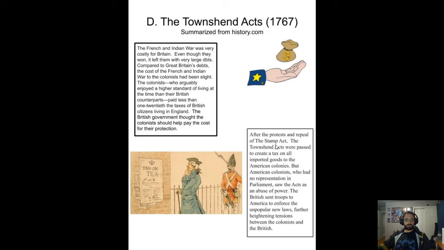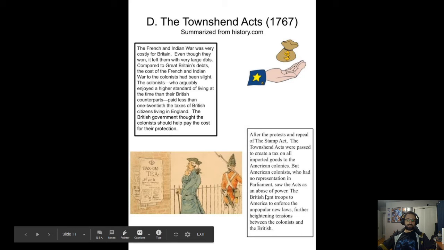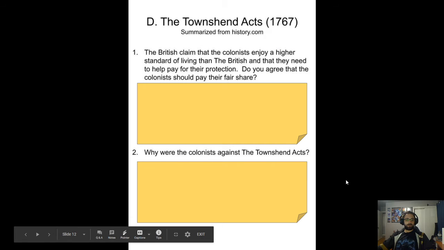After the protests and repeal of the Stamp Act, the Townshend Acts were passed to create a tax on all imported goods to the American colonies. But American colonists who had no representation in Parliament saw the act as an abuse of power. The British sent troops to America to enforce the unpopular new laws, further heightening tensions between the colonists and the British. All right, so that is our source D.